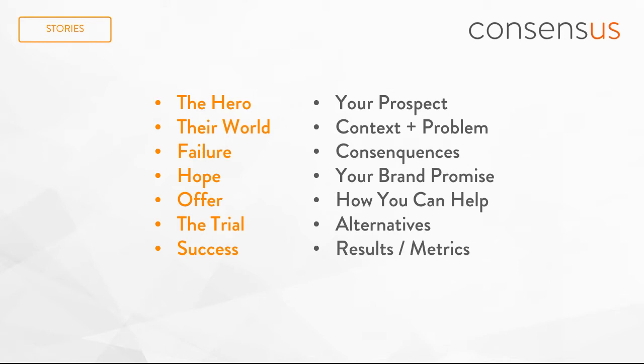So let me summarize. You have to have a hero. That's your prospect. You have to explain their world. That's the context and the problem that they're living in. You have to explore failure, what the consequences would be. They have to find hope, which is your brand promise. And then there has to be an offer, and that's basically how you can help. So it goes brand promise, and then how you can help is more specifically how the hero can use your offer to succeed. Then they have to face the trial, right? They're looking at alternatives, and then they're successful, and they have the successful journey home, I guess, or the happily ever after. So let me give you an example of this.